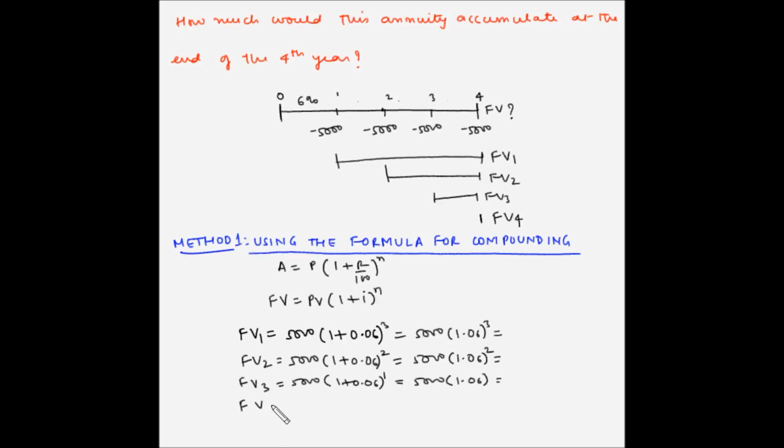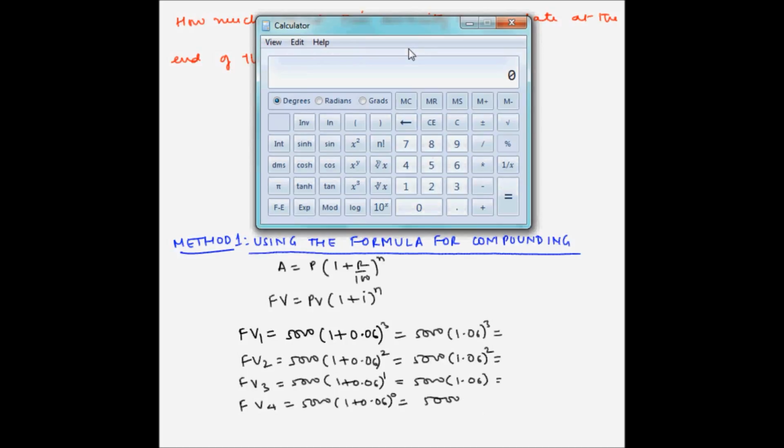And the fourth investment, so this investment is not going to attract any compound interest because it is at the end of the fourth year. So 5,000 into 1 plus 0.06 to the power 0, which is equal to 5,000. Let us now calculate these amounts.